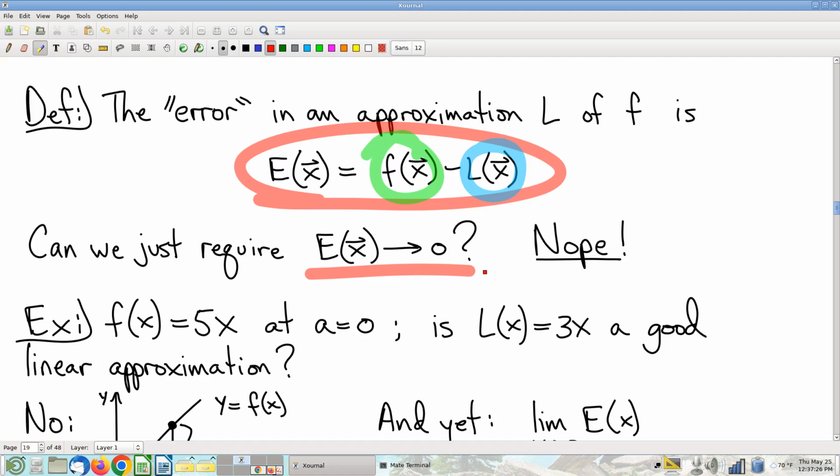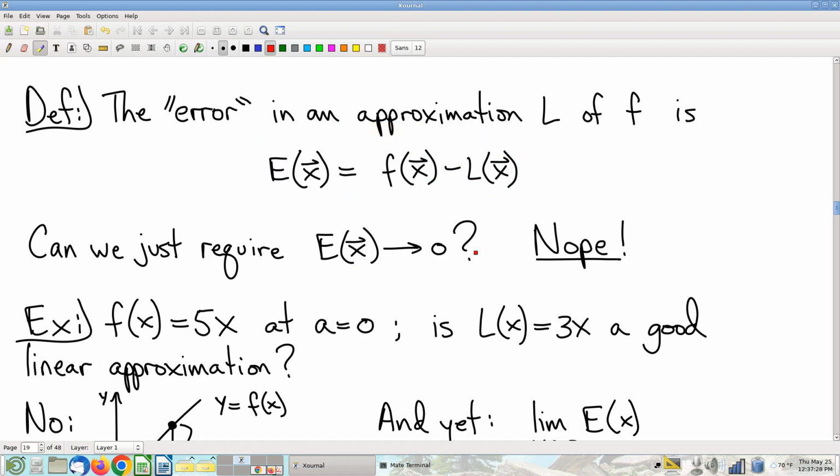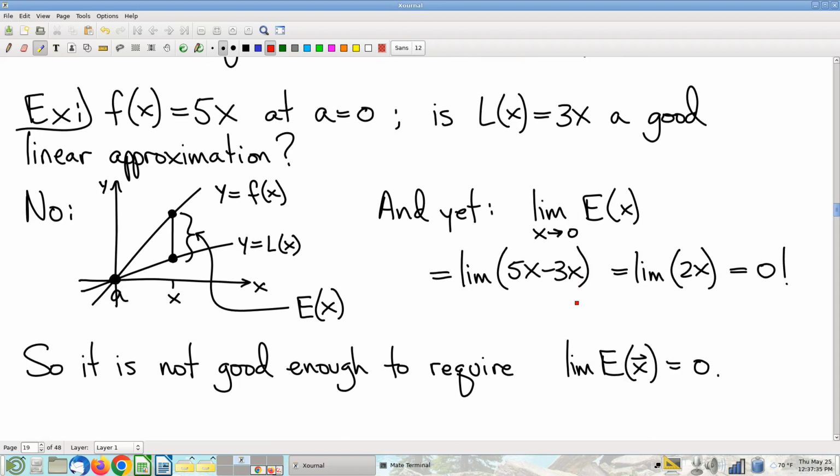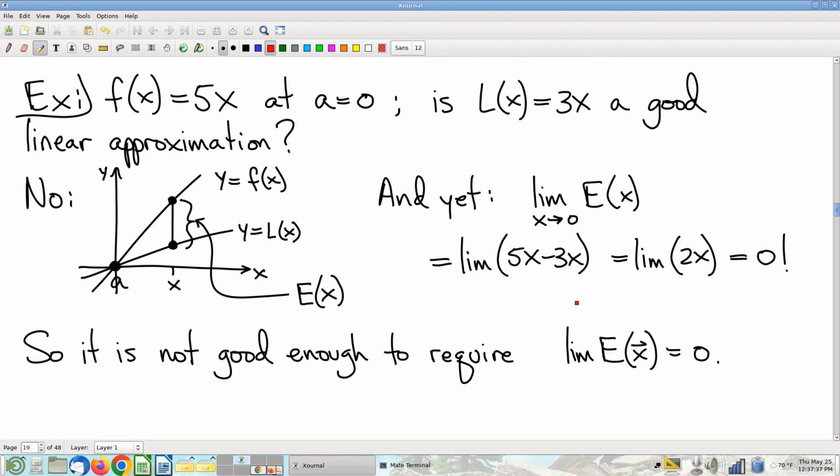Now, this is a reasonable first attempt, but I emphasize this is actually not a good test. And the reason it's not a good test is illustrated by this example here. Let's just actually do it. Here is a function. I don't even have to go multivariable for this. This is just a single variable function. There's the graph.